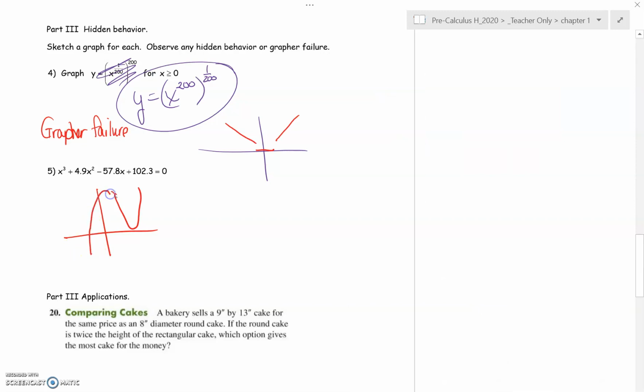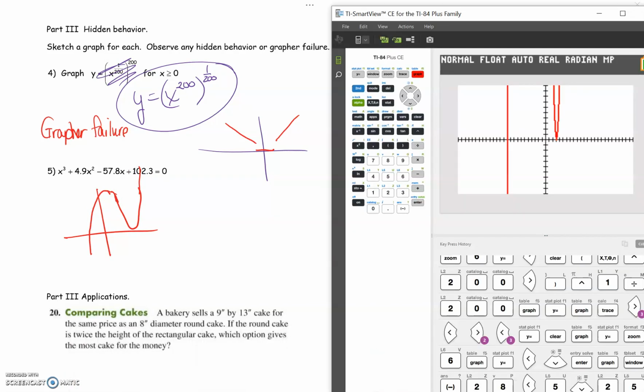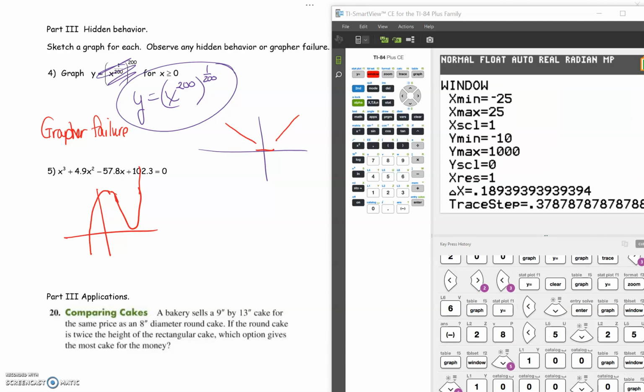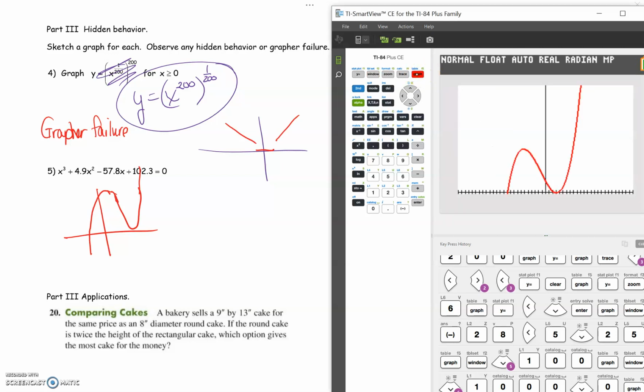I'm guessing that the graph goes like this. And again, you can adjust the y's and make the y much larger and then see the rest of the graph. So go ahead and pause the video and do that now. Okay, I made the y max really large, and notice I turned the y scale to 0, so you wouldn't have all those tick marks making your axes really confusing, but there you go.